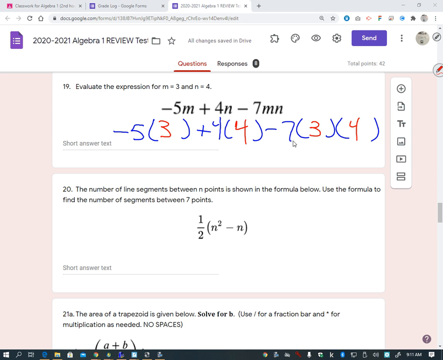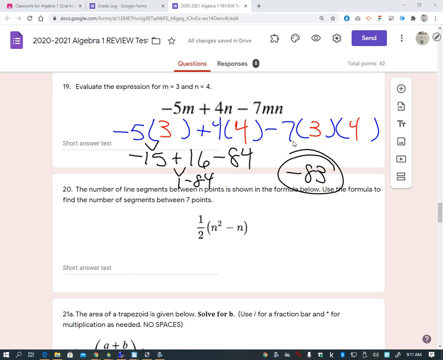Multiply negative 3 and negative 5. Order of operations, right? Okay? Negative 5 times 3 plus, okay, minus negative 7 times 3 times 4. Negative 84. Negative 7 times 3 is negative 21. Negative 21 times 4 is negative 84, right? Now that's going to be 1, right? 1 minus 84. Negative 83. Okay, let's double check our answer.